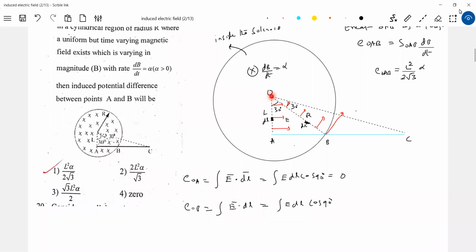Here, the induced electric field will be 0. As you move away, what happens? The induced electric field magnitude will increase and will be directed everywhere tangential. And outside, again you draw a circle and a tangent, the magnitude will be decreasing. Is it okay? This is a firm conclusion. Have this background. It will be very easy to work out all these problems.